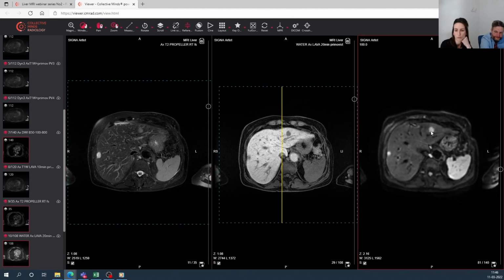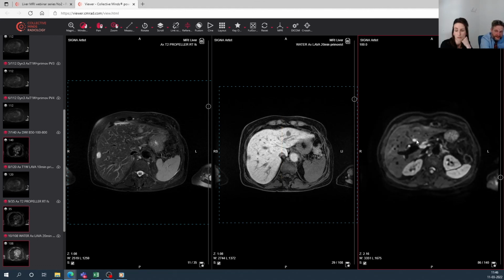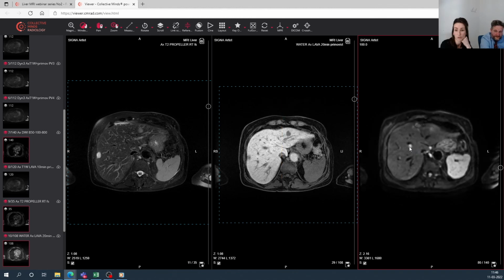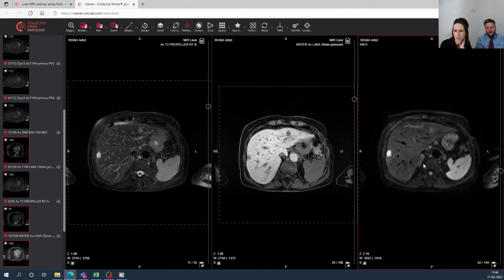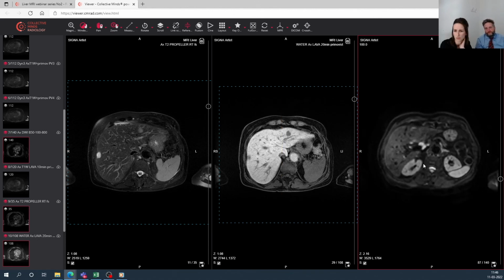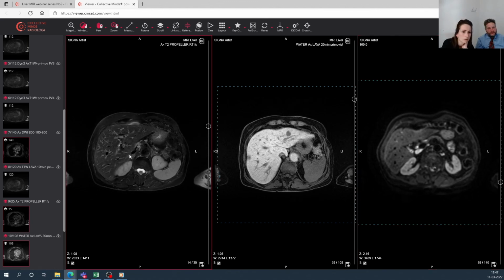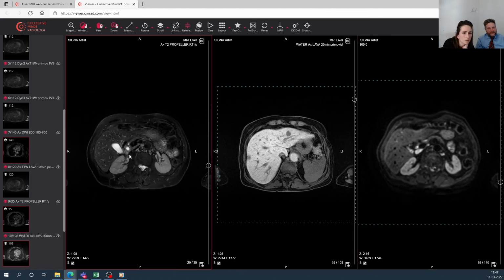So we recognize this one again, and this one over here, the third one, and this one was the one we saw over here as well. But now, do you see more? Here is a very small one. Let's look at the T2. Is there something happening there?